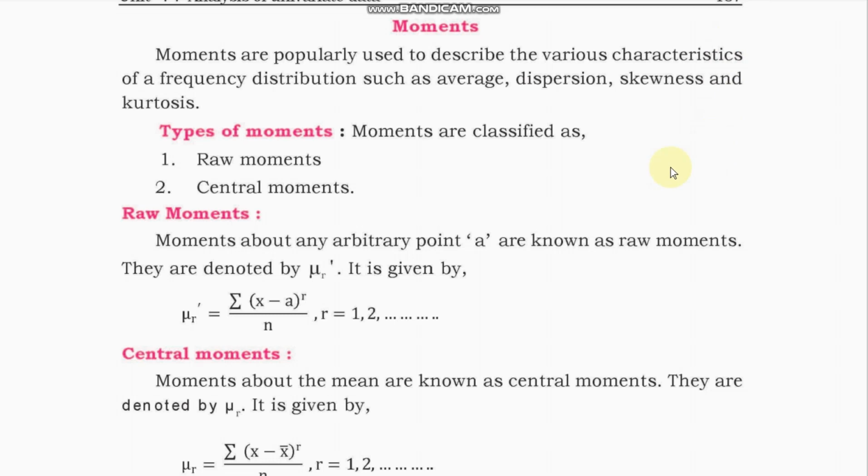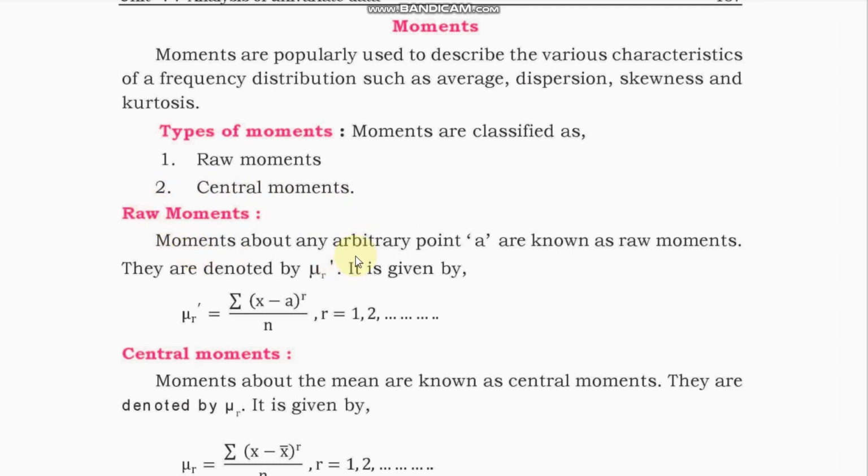Okay, now let us look at the types of moments. Moments are classified into two types here. The first one is raw moments. The second one is central moments. So let us look at them one by one. So first one is raw moments.